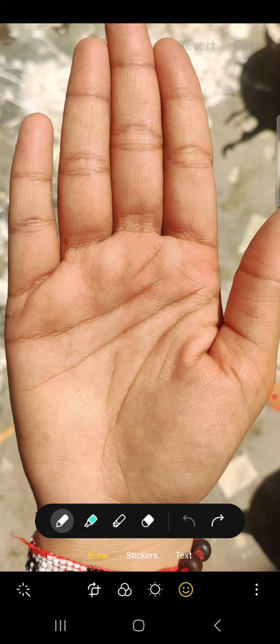So the passive hand, which is the left for most people, is what you've been given, and the right hand, which is dominant for most people, is what you've made of what you've been given.